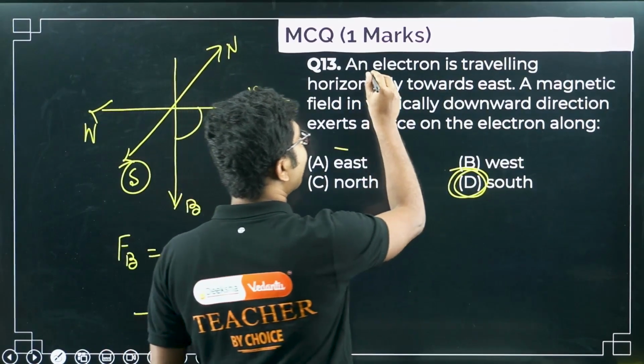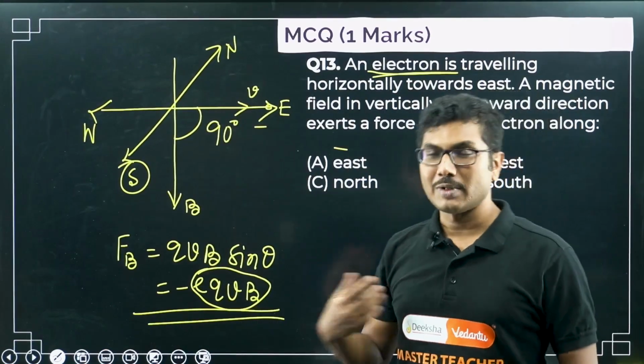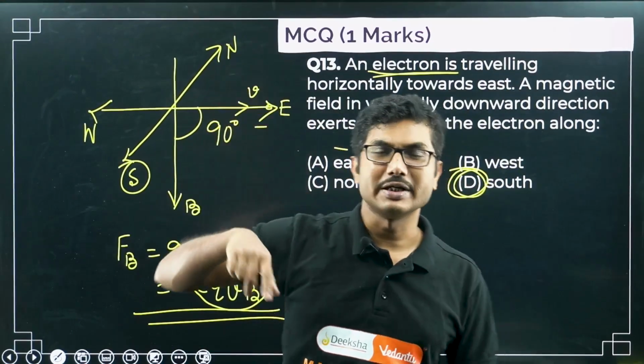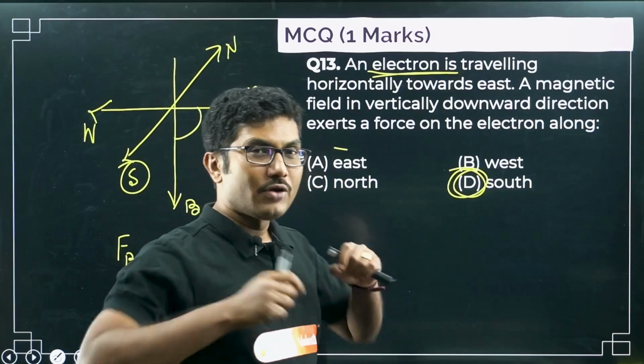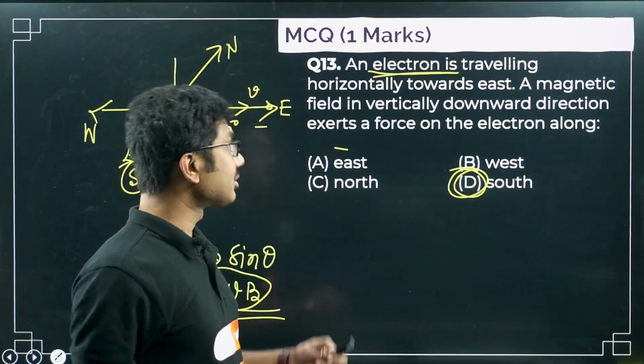That's why they have given an electron. If it were a normal charged particle, which is assumed to be a positive charge, you could have said it is in the north direction, right? This is a little complicated question. You have to understand and then apply, and that's why it is called a HOTS question.